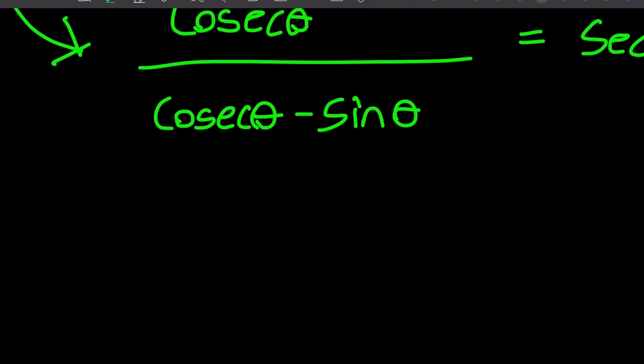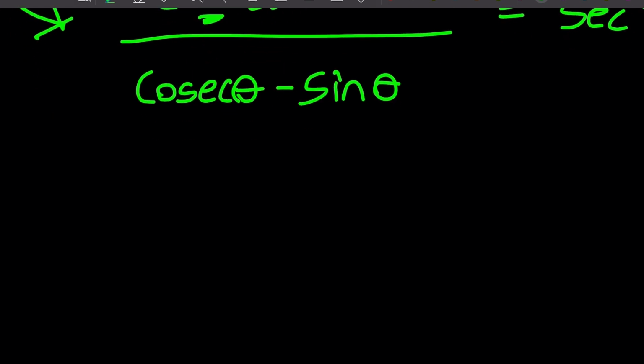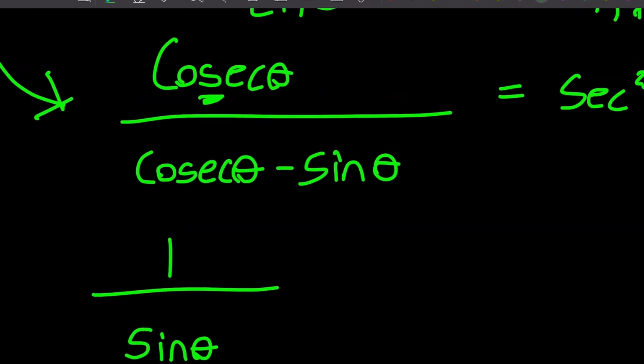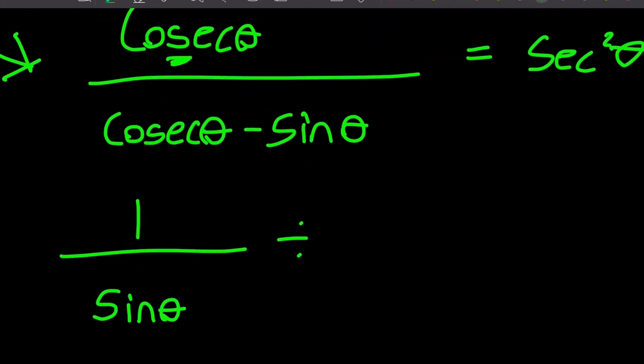So we have cosec theta. Cosec is equal to what? We look at the third letter in the word, so it's equal to 1 over sine theta. And that is going to be divided by cosec theta, which is 1 over sine theta minus sine theta.